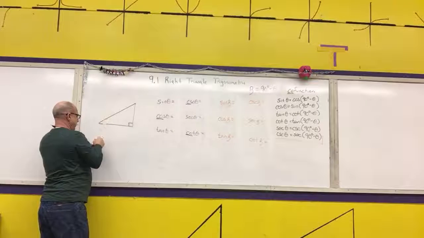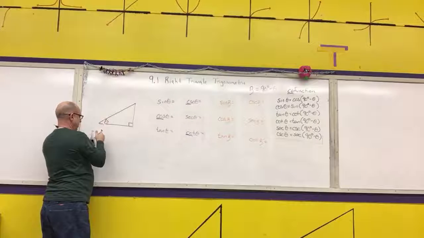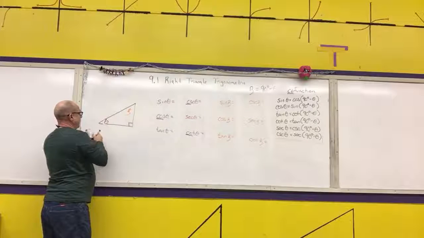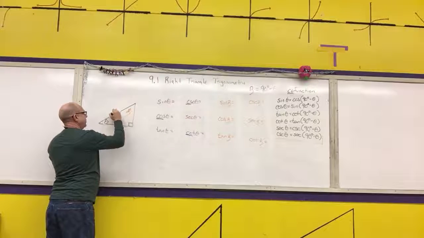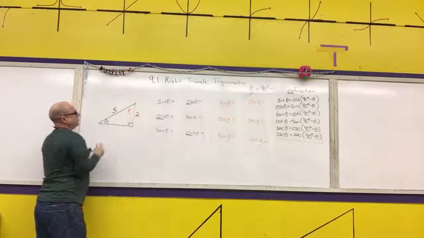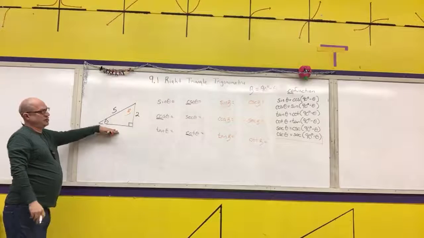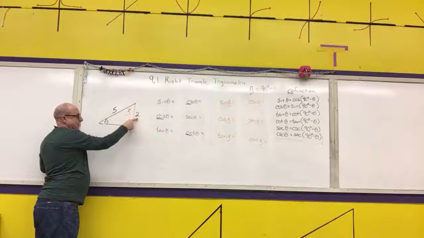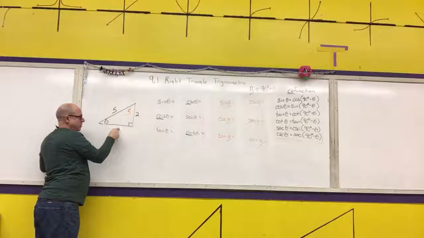So I'll rewrite theta and beta. I'm going to call this side 5 and this side 2. So I need to come up with the third side. The third side would be 25 minus 4, which is 21, underneath the square root symbol.